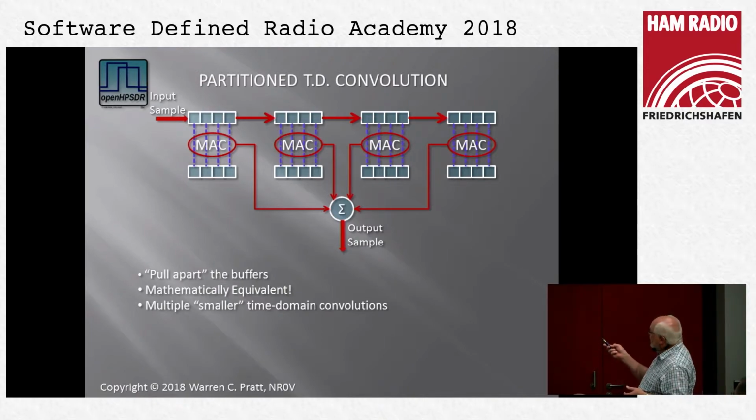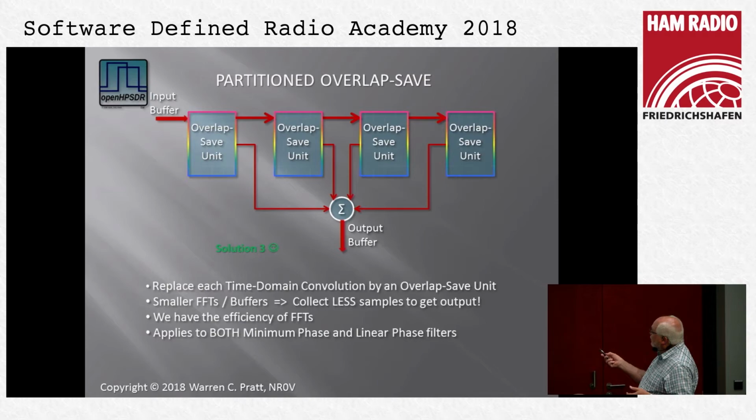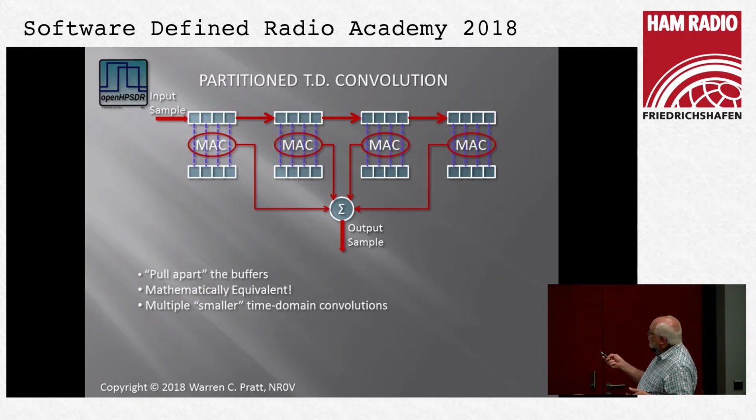We've just broken the addition down into two levels, one level here and one level here, but we're still adding everything up. Now, we also observe that each of these is a small time domain convolution. We know we can replace a time domain convolution with an overlap save unit. So this is the second transformation.